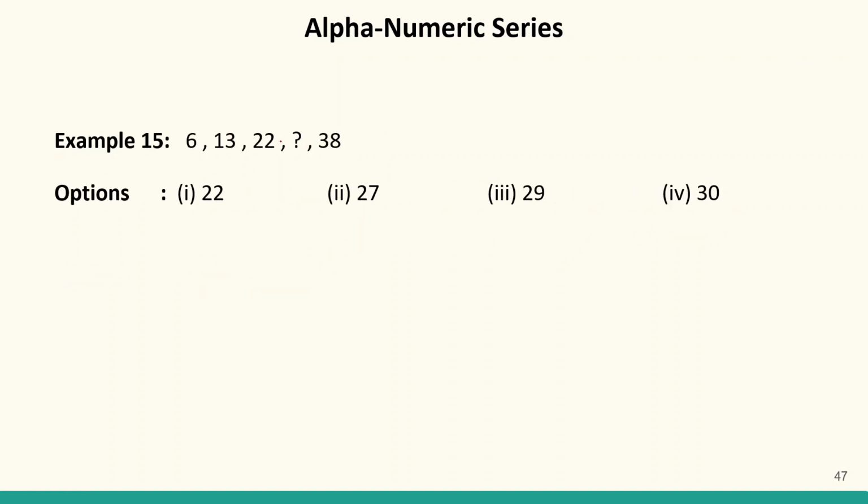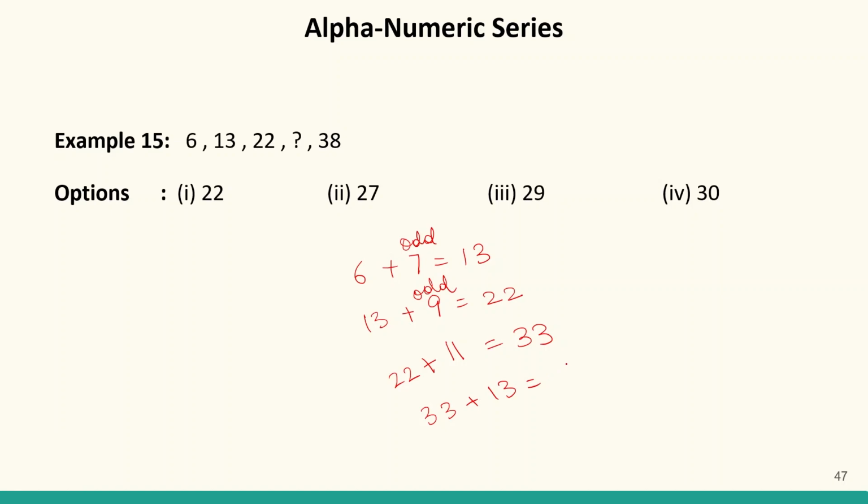Now similarly, let's check. Okay. 6 plus 7 will give us 13. 13 plus 9 will give us 22. Again, I can see that they are next odd numbers. So the next odd number after 9 will be 11. So 22 plus 11 will give us 33. So if we add the next odd number, we'll get 46.